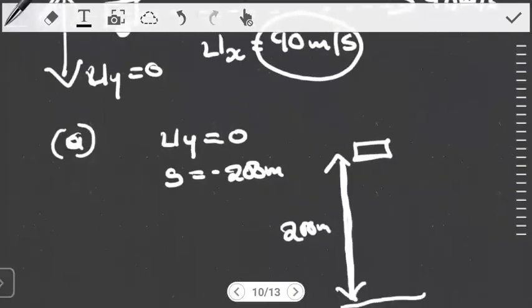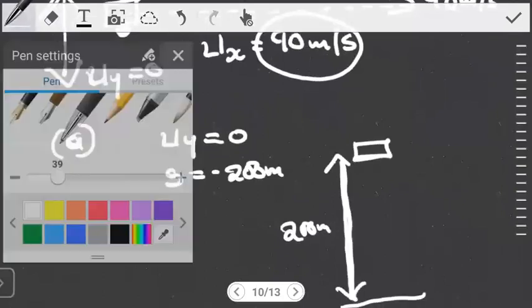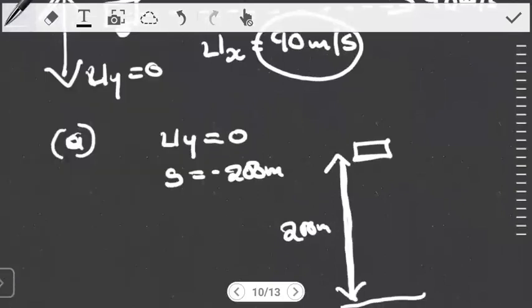Sorry for that. Okay. Next up, what else do we know? Well, this is in the vertical axis. In the vertical axis, as always, there is acceleration. So the acceleration in the vertical axis is equivalent to gravity, and gravity always moves downwards. So that is negative 9.8 meters per second squared.